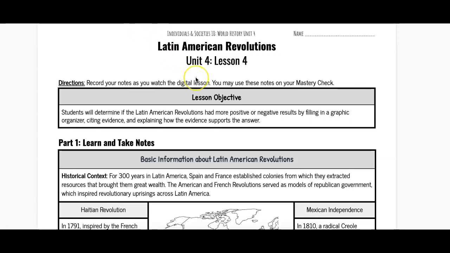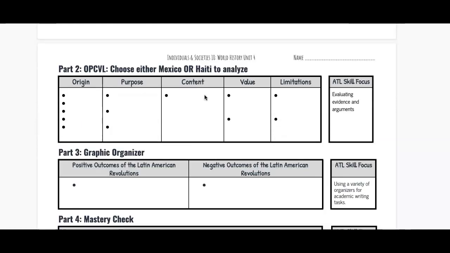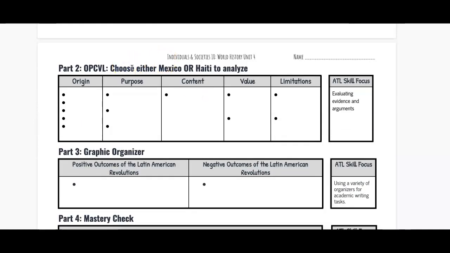In this video, we're going to go over the OPCVL for Lesson 4. It should be on the back of your Lesson 4 paper, sort of at the top. Remember that you have already analyzed your source materials, either from the Mexican Independence Movement or the Haitian Revolution. So make sure that you have that document out and ready so that you can then analyze it here.